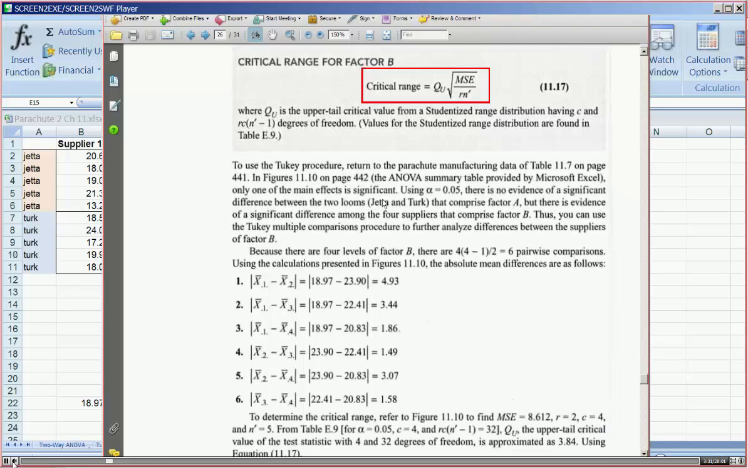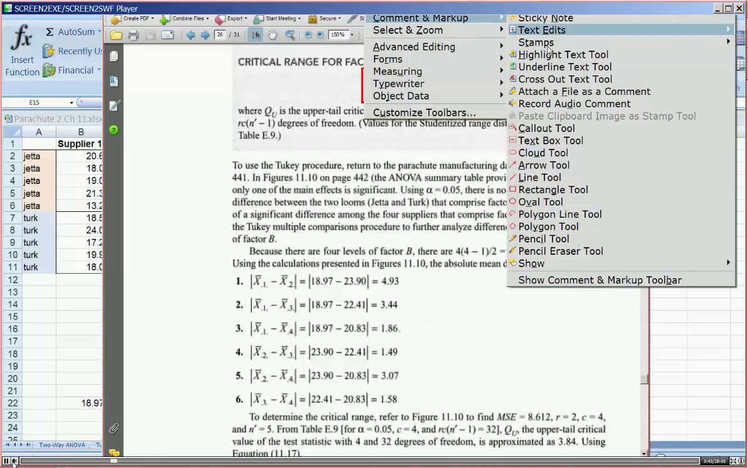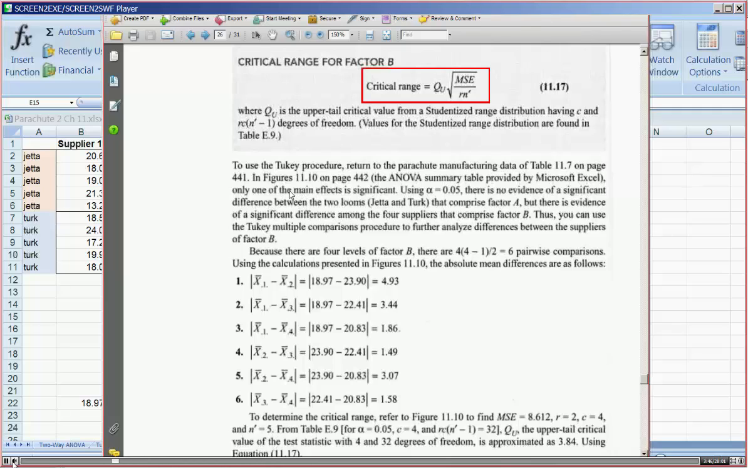In figure 11.10, the ANOVA summary table for Microsoft Excel, they should have said two-way ANOVA summary table. Only one main effect is significant, and that was the supplier. That was factor B. The 2 main effects here were the brand, that's the loom, main effect A or factor A, also way A. In two-way ANOVA, terminology could be very confusing. And the other main effect, other factor, other way, that was B.